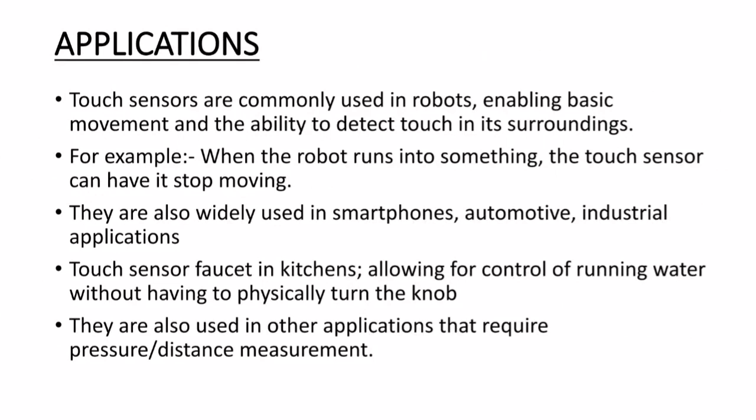Applications of touch sensors. Touch sensors are commonly used in robots enabling basic movement and the ability to detect touch in its surroundings. For example, when the robot runs into something, the touch sensor can have it stop moving. They are also widely used in smartphones, automotive, and industrial applications. Touch sensor faucets in kitchens allow for control of running water without having to physically turn the knob. They are also used in other applications that require pressure or distance measurement.